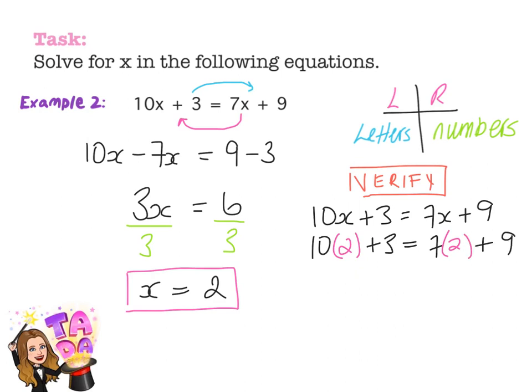Okay, let's see if that's correct. Well, 10 times 2 is 20 plus 3 equals, well, 7 times 2 is 14 plus 9. Well, 20 plus 3 is 23, and 14 plus 9 is in fact 23. So I have verified my solution. And that's all you have to do there.